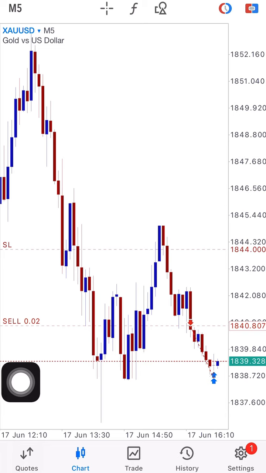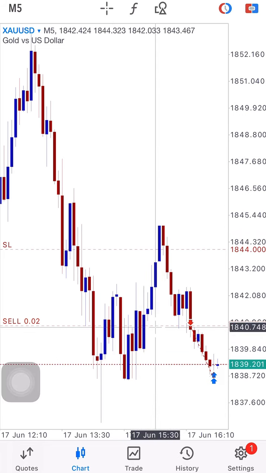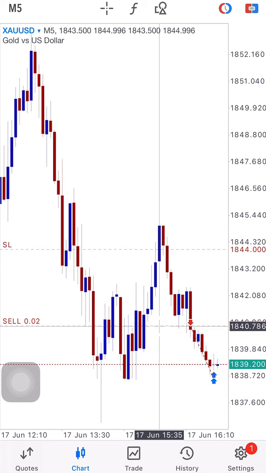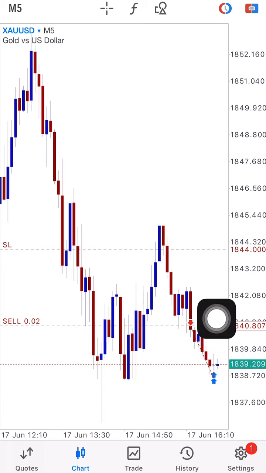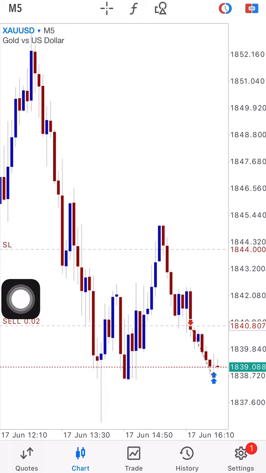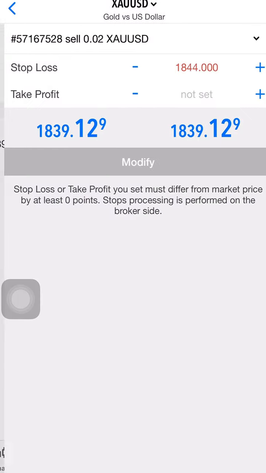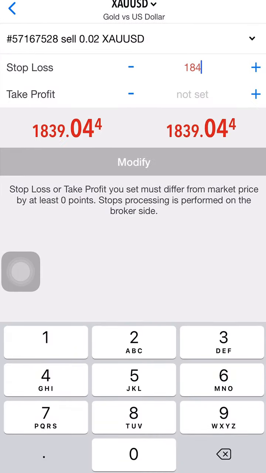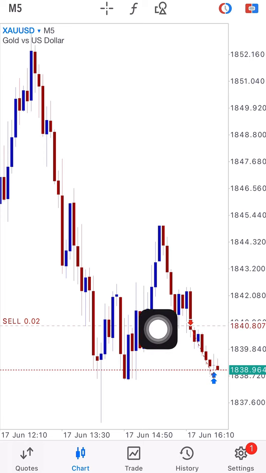If I want to break even, all I have to do is bring the stop loss to entry. I will set the entry price as my stop loss. So if the trade reverses and hits my stop loss, I don't lose anything, I don't gain anything. My entry price is 1840.807, so I'll go to the SL, enter 1840.807, and modify the trade.